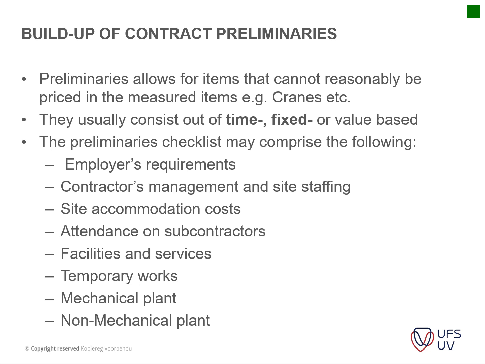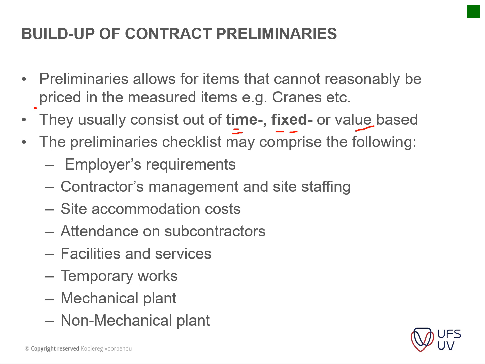Okay, the build-up of your contract preliminaries. So preliminaries allows for items that cannot reasonably be priced in the measured items. For instance, the cranes that I've spoken about. Your preliminaries usually has time items, fixed items, and value-based items. So your time items might be your insurance, your upkeep of offices, site offices. Then you might have a fixed rate of site establishment, enclosing your site, and then the establishment and enclosing of your site.